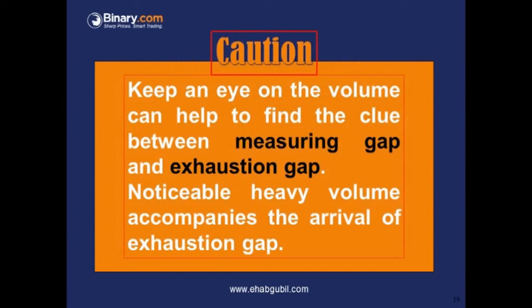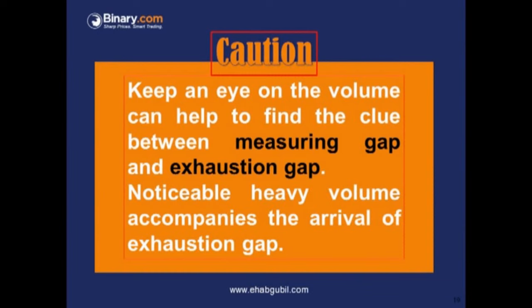It's quite possible that confusion between a measuring gap and an exhaustion gap can cause an investor to position himself incorrectly and so miss significant gains during the last half of a major uptrend. Keeping an eye on the volume can help to find the clue between a measuring gap and an exhaustion gap. Normally, noticeable heavy volume accompanies the arrival of exhaustion.